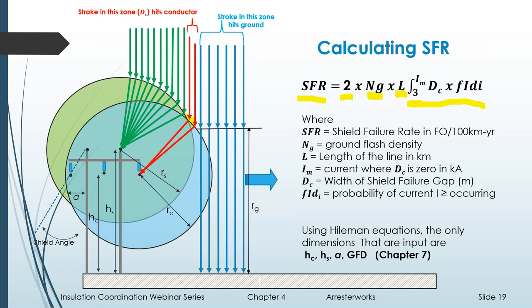So it's a daunting formula for some, but Heilman makes it easy and he simplifies it. In chapter 7, he shows where you can just use the height H sub C of the conductor, the height of the shield wire, the ground flash density, which really tells you how many times it can get challenged in a year over some area. And then A, what's the dimension A? Dimension A is the distance between the shield conductor and the phase conductor. So those four variables, and you can come up with a shield failure rate.